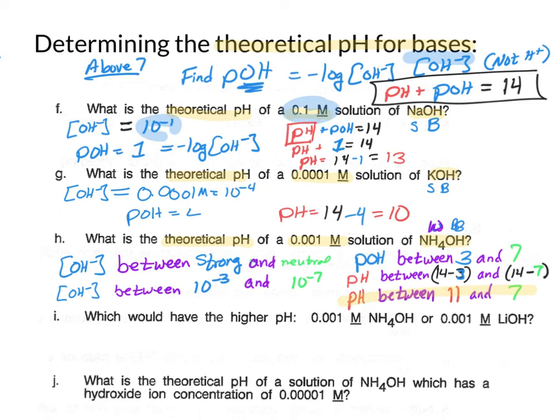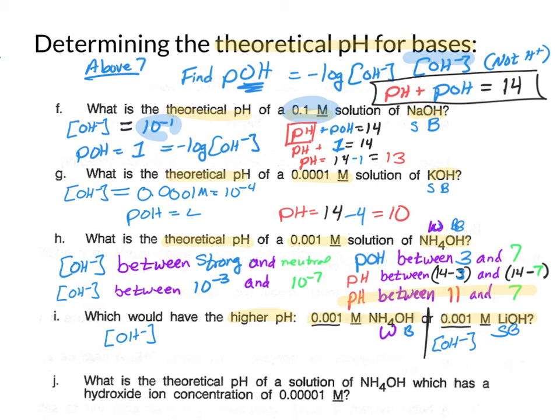Now let's look at letter I, which has a different question. It says, which one has a higher pH, 0.001 molar NH4OH or 0.001 molar LiOH? Notice that they are both the same concentration, and they are both bases, but one is a weak base and the other is a strong base. I'm going to break this into two halves. Because they're both bases, both of them will tell me hydroxide ion directly.